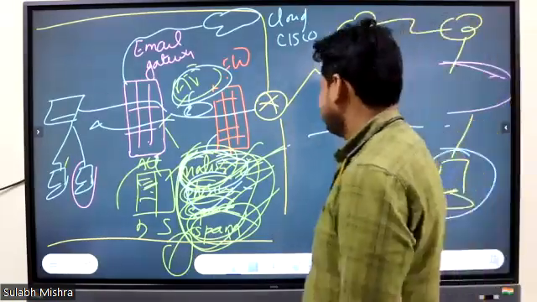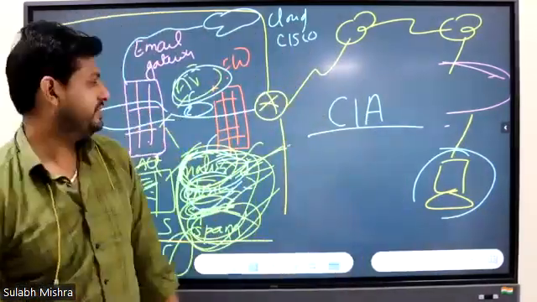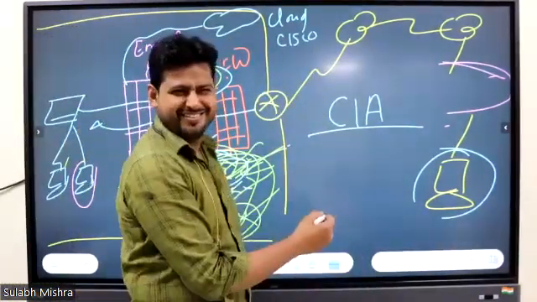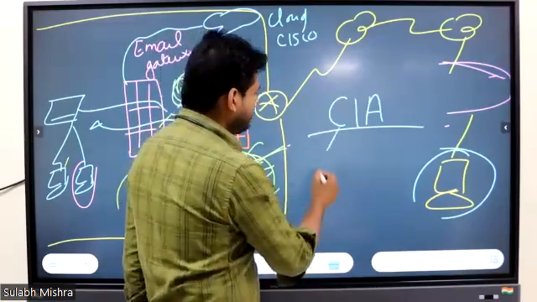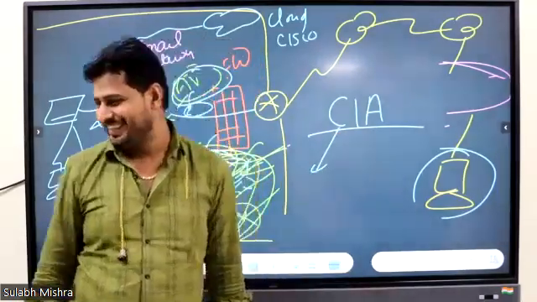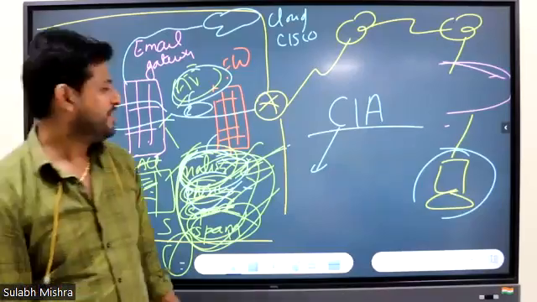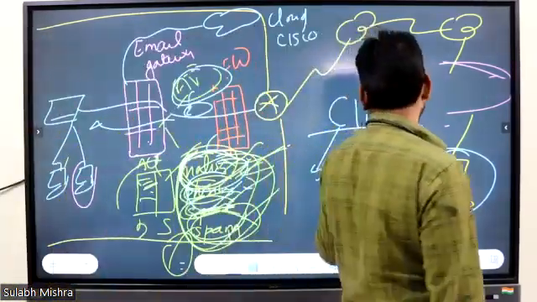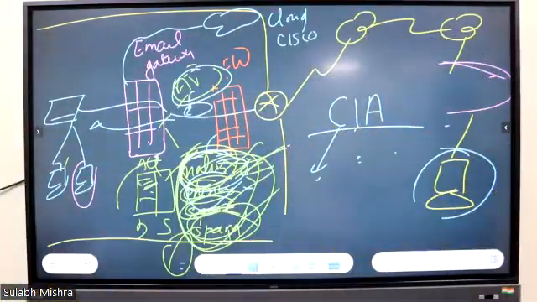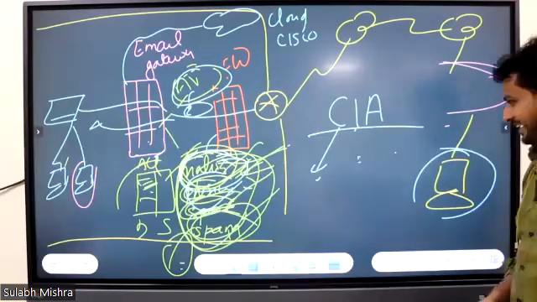Confidentiality, integrity, and availability. Authorization is wrong. Not authorization. Confidentiality, integrity, and availability. Availability. Right.